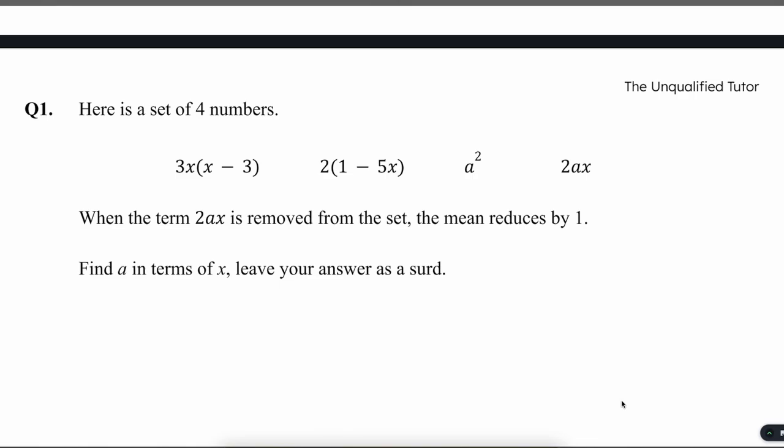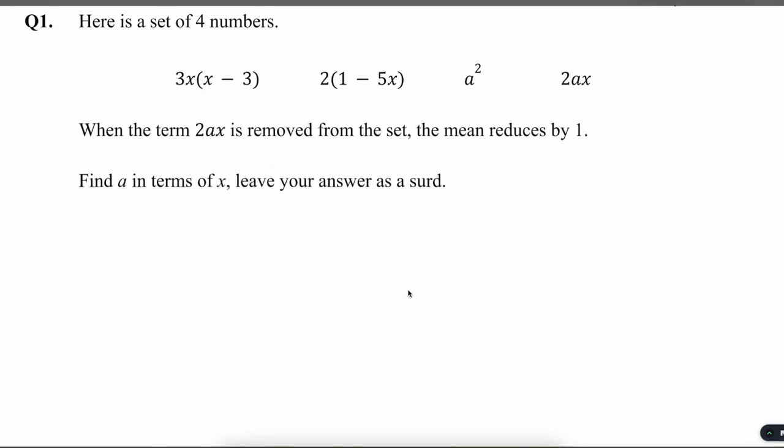Here is a set of 4 numbers. When the 2ax term is removed from the set, the mean reduces by 1. Find a in terms of x, leave your answer as a surd. So we need to find a in terms of x. When 2ax is removed, the mean reduces by 1.